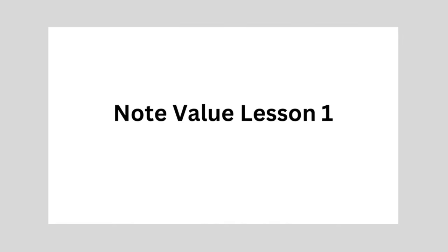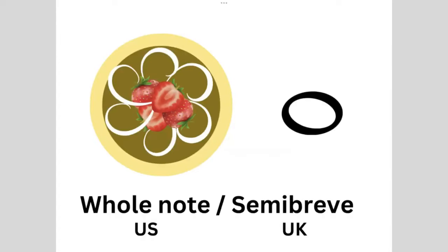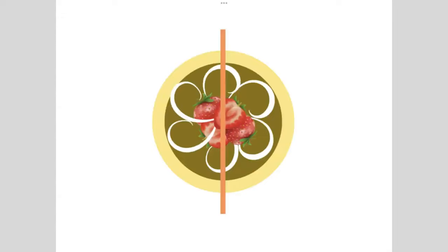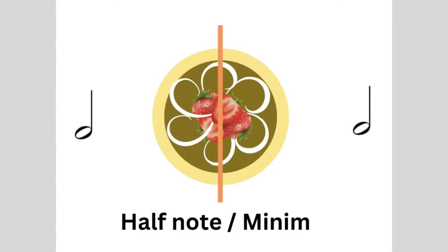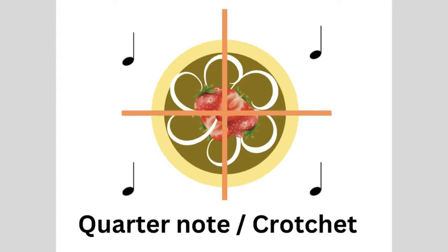Usually we have 2 systems to name the note value. Both the British way and the American way are commonly used. Imagine there is a very big cake that represents a semibreve or whole note. Now, I am going to share this cake with 2 people, which we call a minim, or half note. If the cake is shared by 4 people, each segment becomes a crotchet or quarter note.